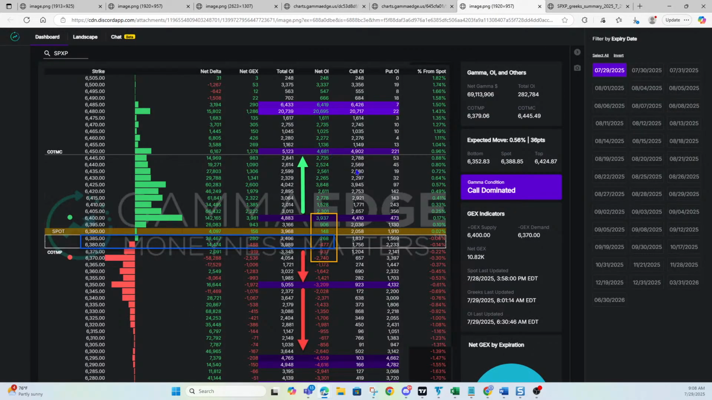SPX 0 DTE, so we systematically go through this again. First, we look at the overall sentiment and structure, so our call dominated above and below spot price. Next, we look at the transition areas. Is spot price above the transition areas? So our transition area today is unambiguous, 6380, 6385.